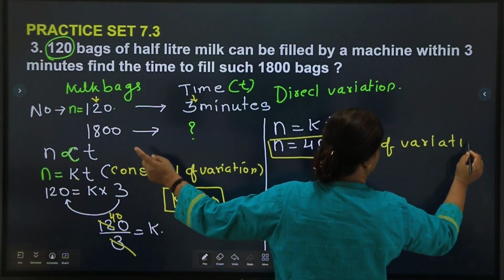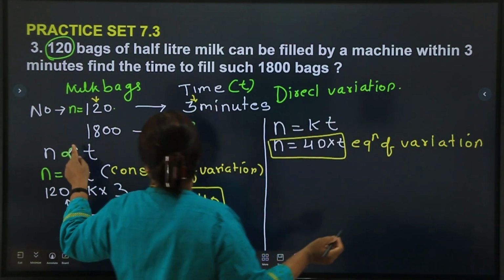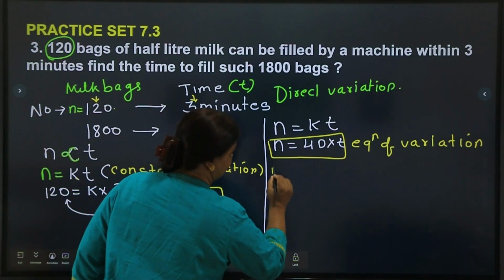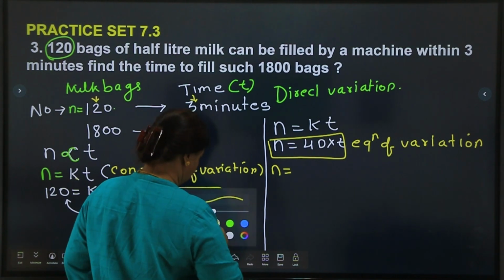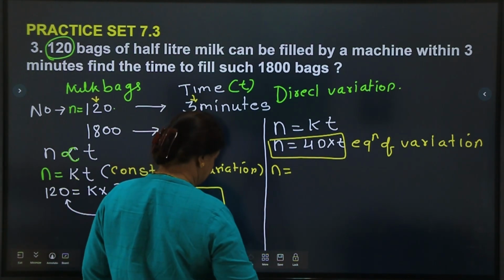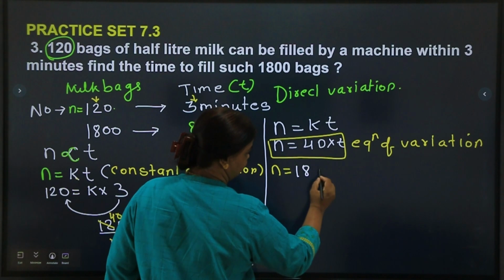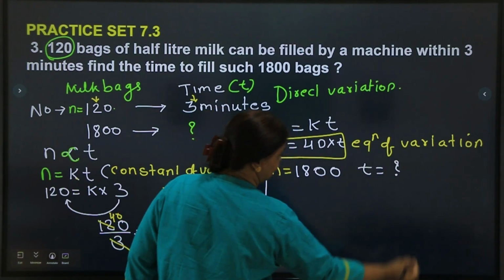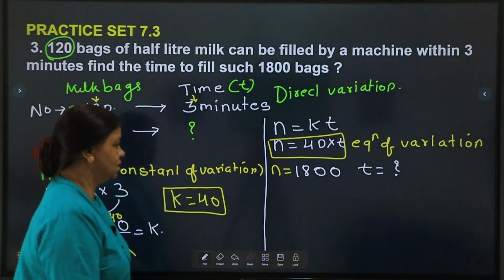Now we know here the number of milk bags is 1800. So here n is equal to 1800. So we have to find out the time taken to fill those 1800 milk bags.